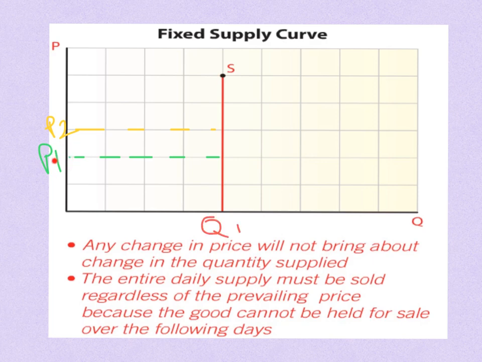If the price increases from P1 to P2, we still can only supply a certain number of seating at Q1. This is our quantity supplied, which is fixed. So regardless of any price change, we still cannot increase our quantity supplied.